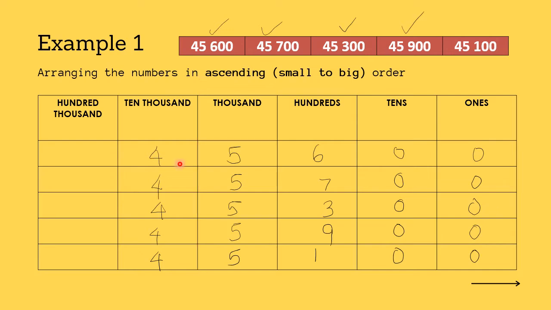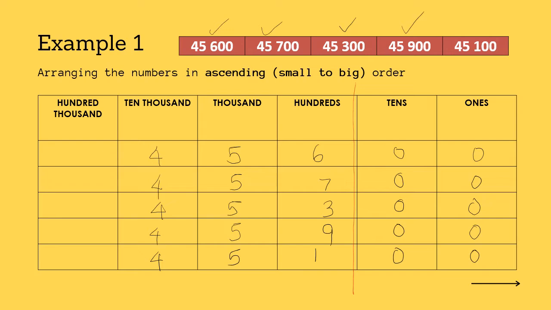So moving on to the next one. We have compared the 10,000. Now moving on to 1,000. Let's focus on these two numbers, 10,000 and 1,000. So we have 45,000 in all of them. They're all the same, so we can't really compare them. So moving on to the next place value, which is hundreds.